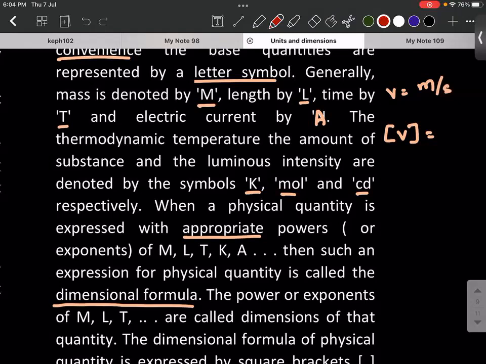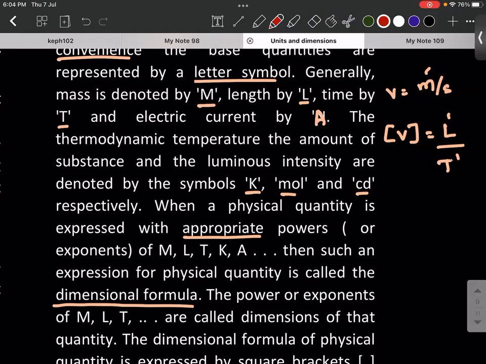So what do I read it as? The dimensional formula of v tells me that meter is a physical quantity related to length. So L raised to the power 1 divided by time raised to the power 1. This particular mathematical expression is what is called the dimensional formula.